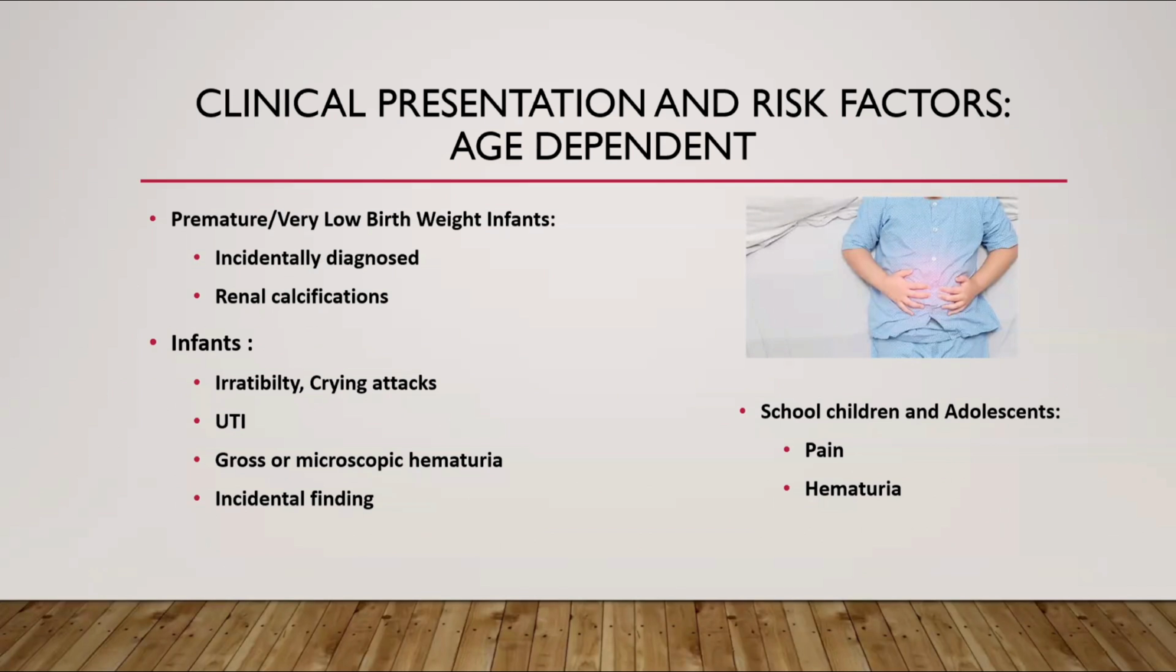The risk factors identified in them are congenital anomalies, and mostly metabolic and genetic disorders are the ones that contribute in this age group. Beyond 1 year, it is infection which mostly predominates, and after 6 years, it is the idiopathic causes. The school children and the adolescents present more or less like the adult patients, with classic flank pain and hematuria. And hematuria is a symptom which is common across all the age groups.